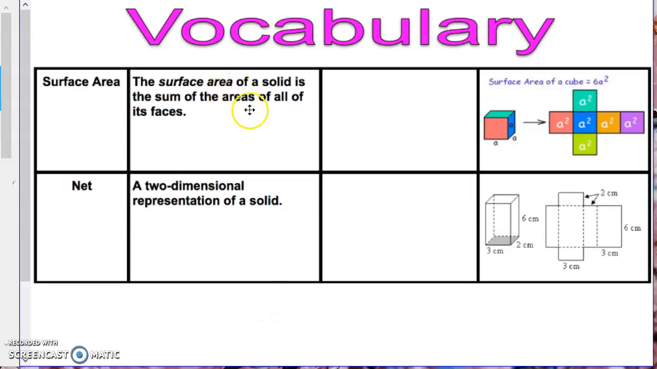So the surface area of a solid is the sum of the areas of all of its faces. And you've been working on making nets for the last few days, so you know that a rectangular prism is made up of 6 different rectangles, and we're going to need to find the area of each of those different rectangles in order to find the surface area. And you've also been working on the word net, and that is a two-dimensional representation of the solid. So you can see that pictured right there.